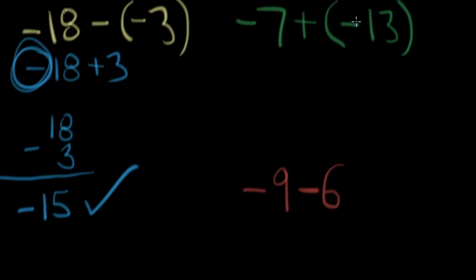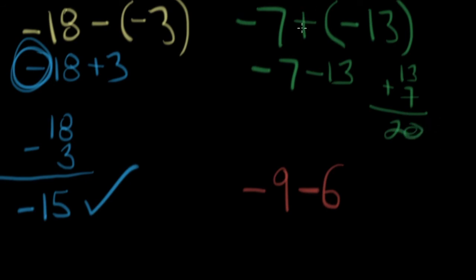Over here, now this is interesting. I could have rewritten this one like this: negative 7 minus 13, which makes this easier. Remember, if both signs are the same, you just add them. So let's add them. 13 plus 7 is going to be 20. And I take the sign, which is a negative sign, so it's going to be negative 20. Boom. 2 for 2.